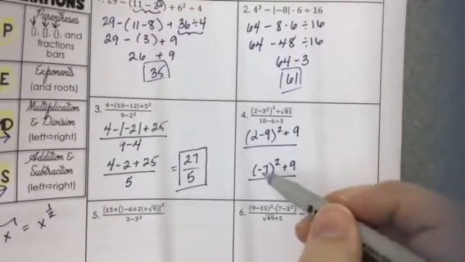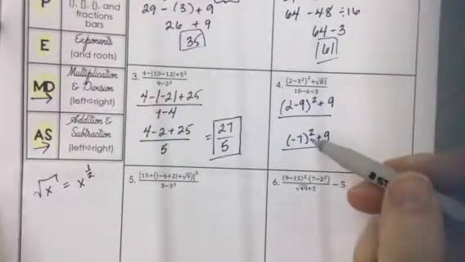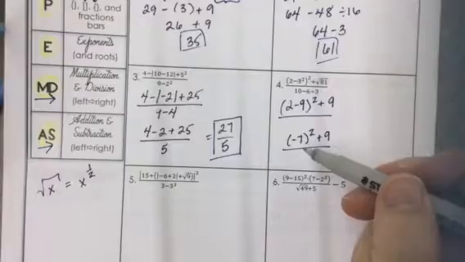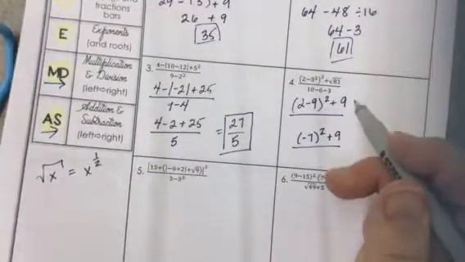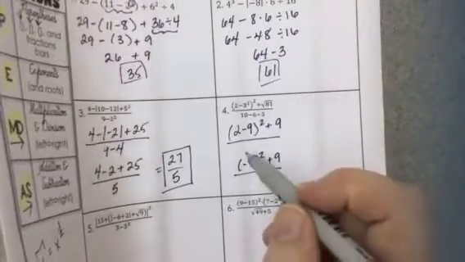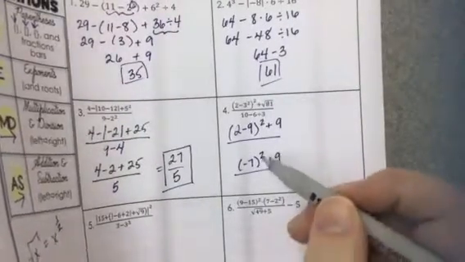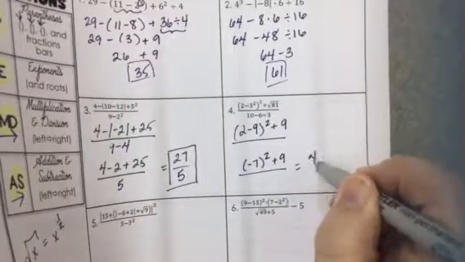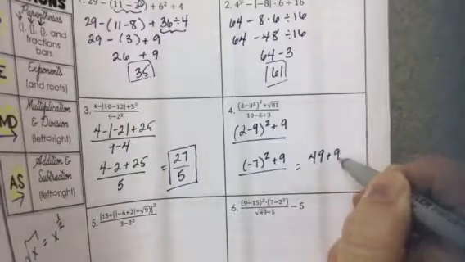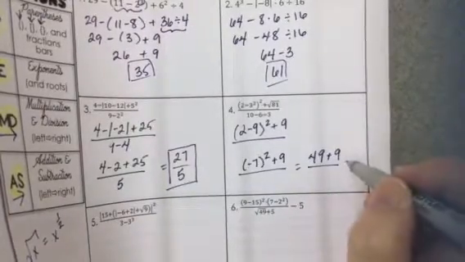If you were to enter this into your calculator, you're going to want to be very careful. If you enter -7 straight up and then square it, it will keep the negative in front. It'll just square the 7 and then add the negative. So what you want to do is put the parentheses in your calculator and then square it. But we can see that -7 times -7 is +49. And then 49 plus 9 is 58.